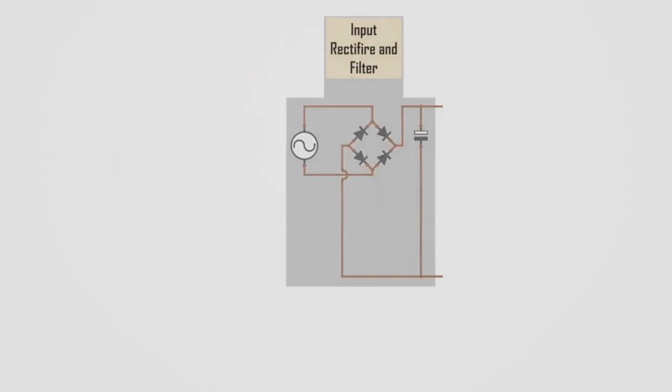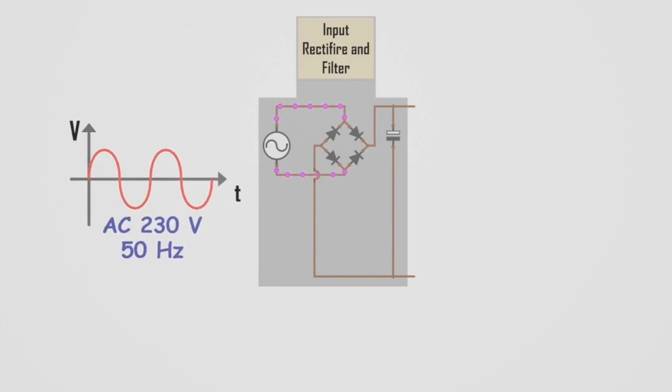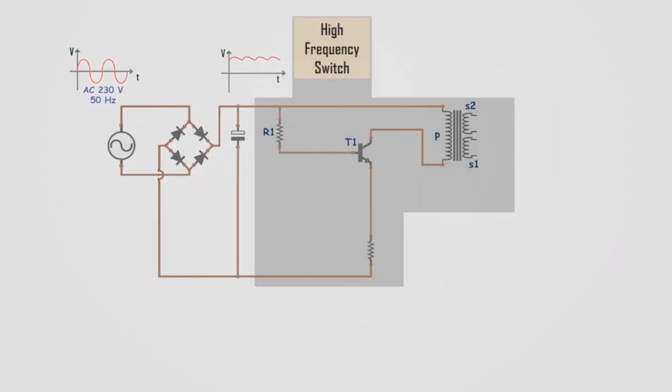The first step is to rectify the AC voltage using a diode bridge rectifier. This converts the AC voltage into a pulsating DC voltage, but it does not reduce the voltage. In fact, the peak voltage after rectification is higher than the AC voltage. The heart of the SMPS is the high-frequency generator, which operates at a much higher frequency than the mains AC frequency. This generator typically uses a transistor-based oscillator circuit to produce the high-frequency switching.